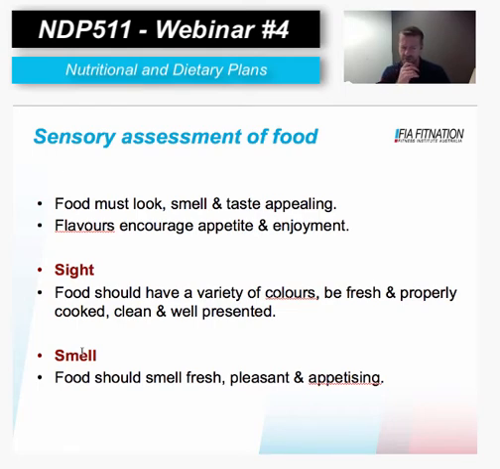Also, when it comes to smell, food should smell fresh, pleasant and appetizing. Personally, I'm very, very scent oriented. It's probably not the best sense to be heightened when you're working in the fitness industry or working in hospitals. Nonetheless, if food doesn't smell quite right, I find that it really does reduce my appetite and turns me off food very quickly. And you'll find that there will be some clients who are very much the same.